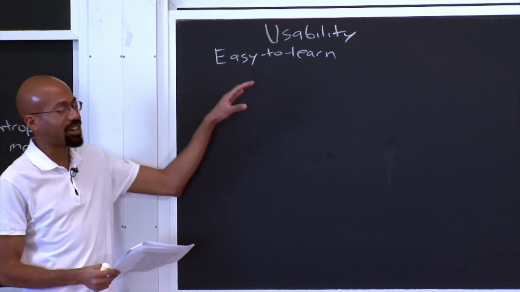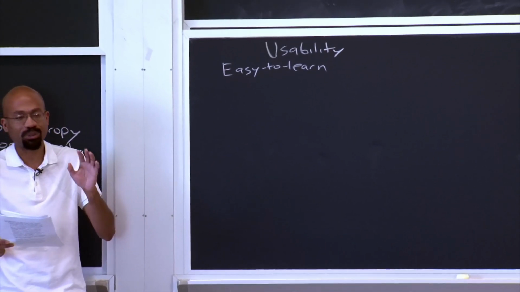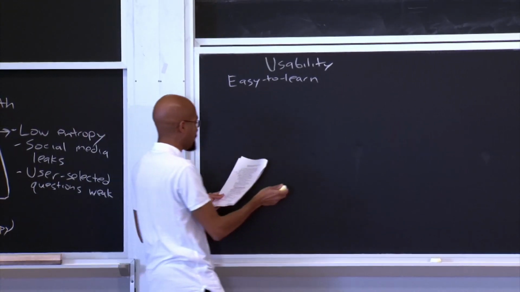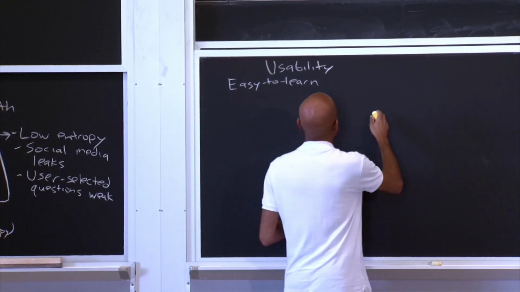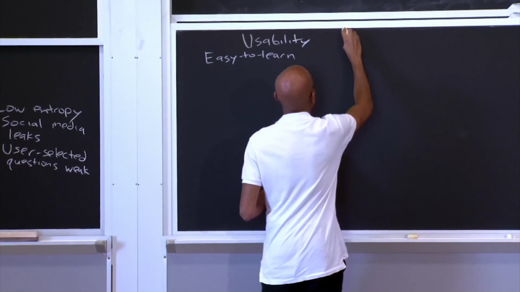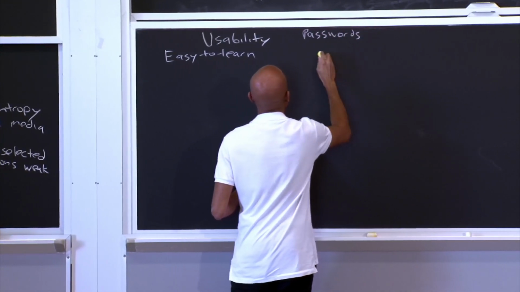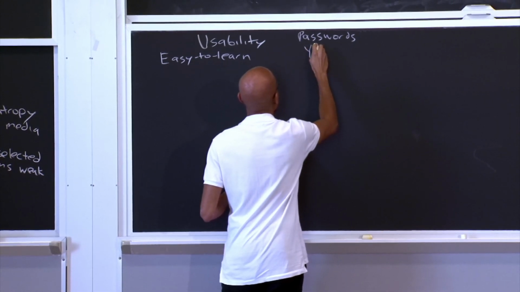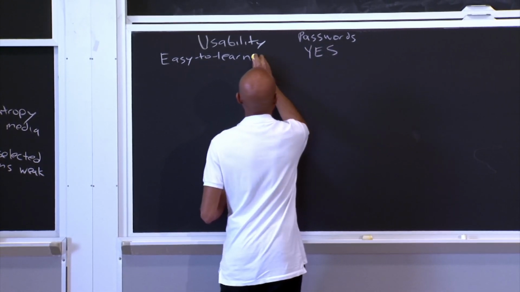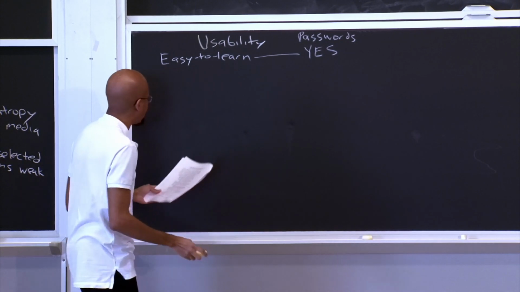So some of these categories are pretty straightforward. Some of them actually involve a little bit of subtlety, but this one makes a lot of sense. And so if we look at passwords, they sort of pass this test, right? Because everybody is used to using passwords, so we'll say that they're easy to learn.